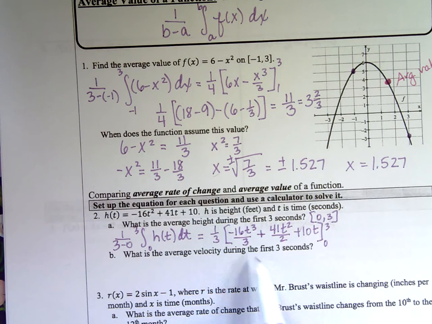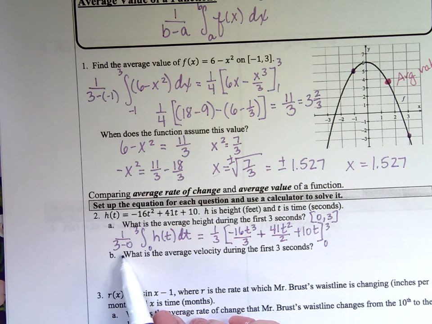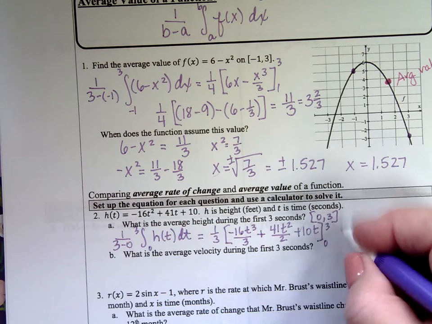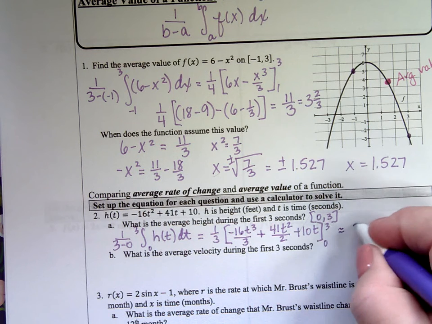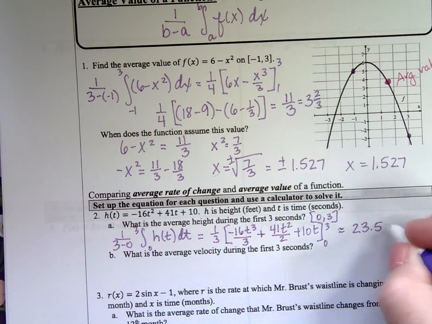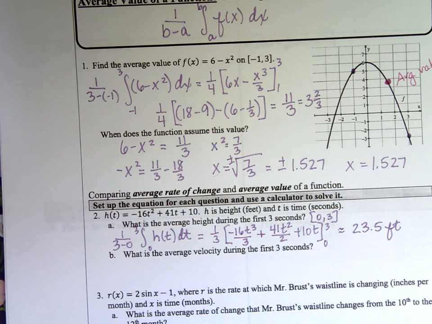So you're only integrating the h of t function going between 0 and 3, but then you need to multiply it by 1/3. So don't forget that extra piece there. If you do that in your calculator, you get a value that's about 23.5 feet. Our units are feet. What's the average height? 23.5 feet. What is the average velocity?